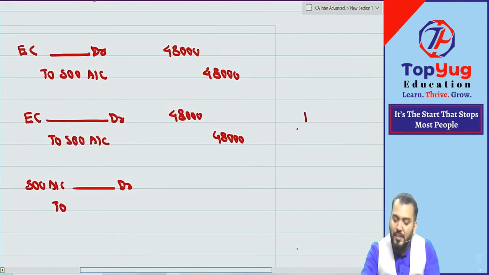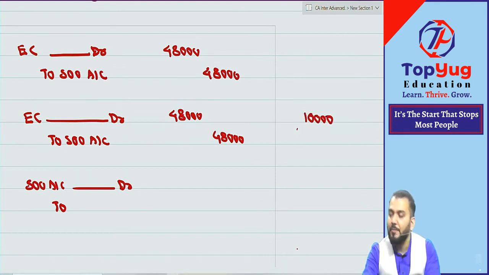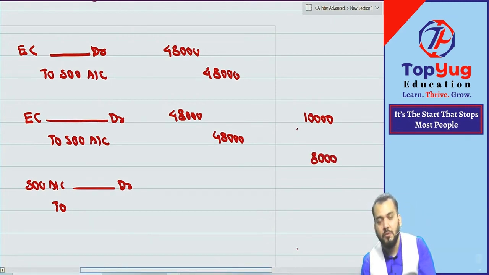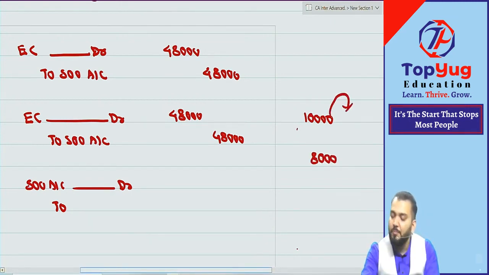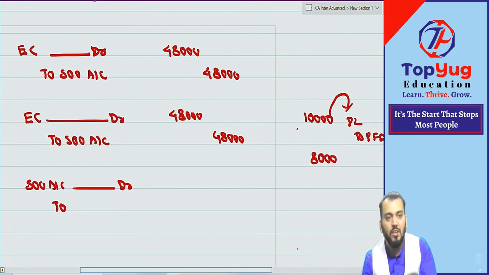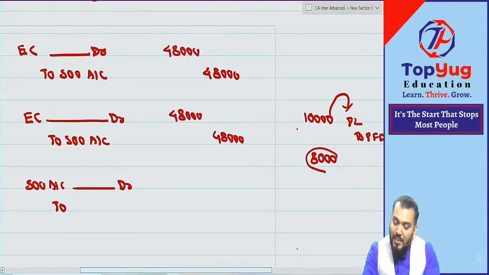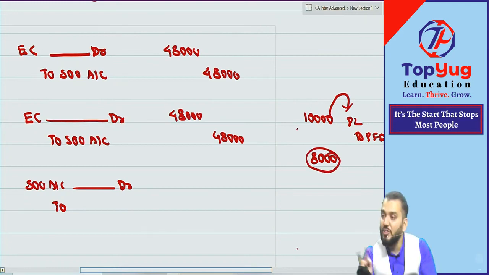Now suppose you estimated that 10,000 will be your bad debt. But suppose actually your bad debt is 8,000. What will you do? You created this from PL only. Your journal entry was PL account debit to provision for doubtful debt. This is the journal entry for creation of provision. But actually your bad debt was only 8,000, so you need to reverse 2,000. Will this reversal be through general reserve or PL? PL only.